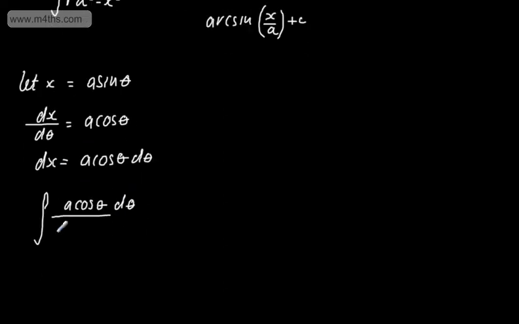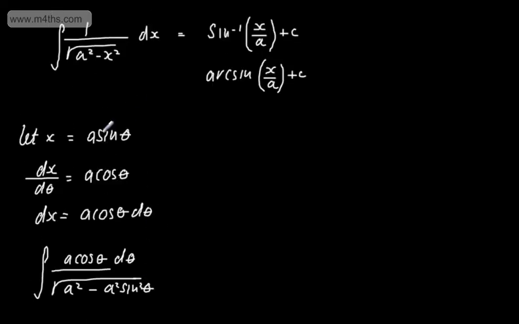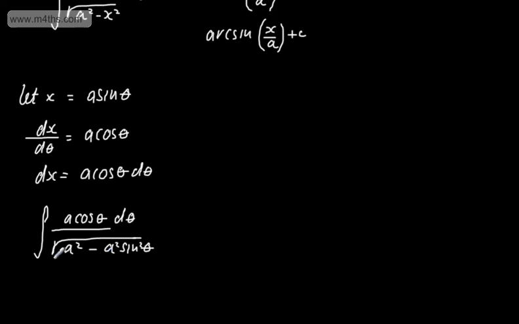Then in the denominator, we're going to have the square root of a squared minus, and then we have x squared. So that's going to give me minus a squared sine squared theta. Just using x is a sine theta, I've substituted that in. So the square root of a squared minus a squared sine squared theta.